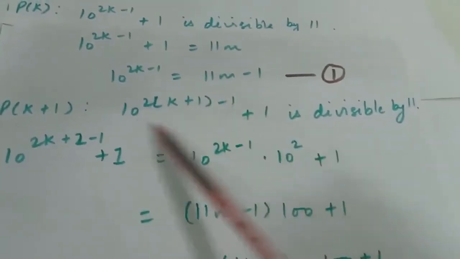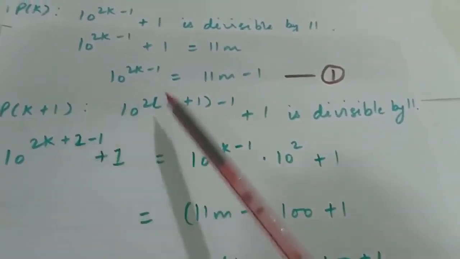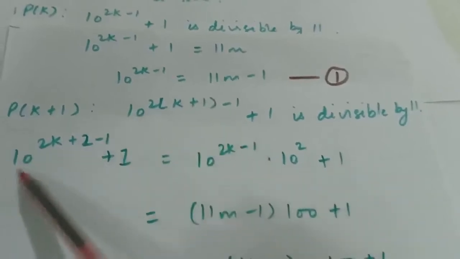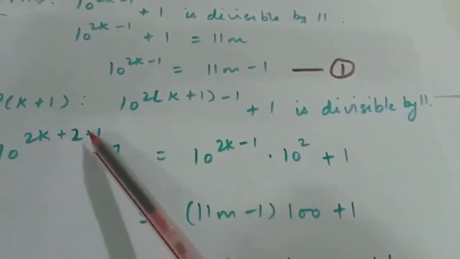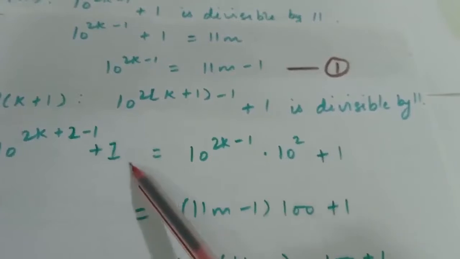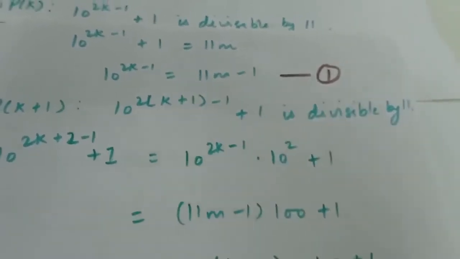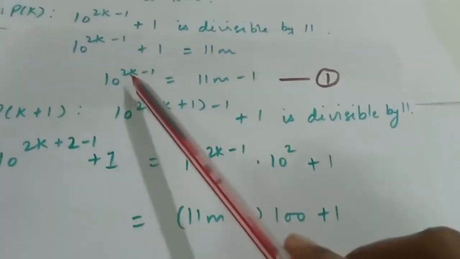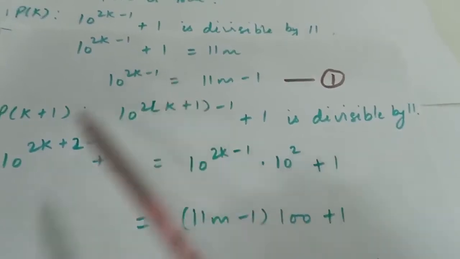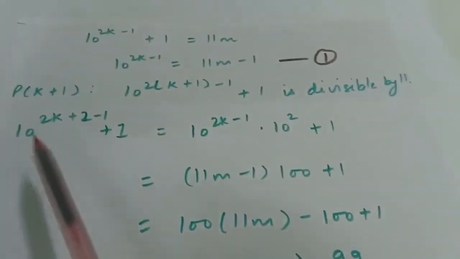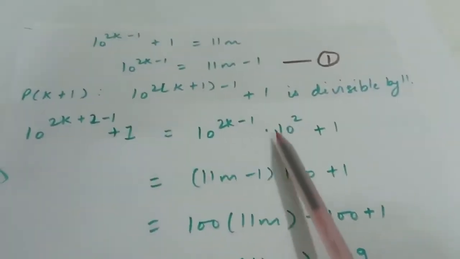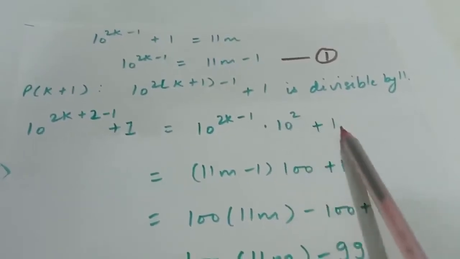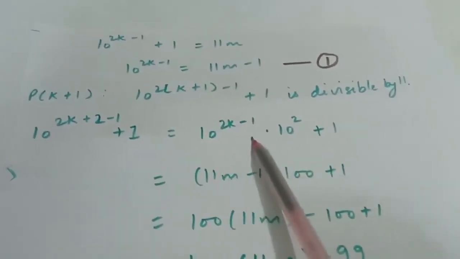Taking this term, 10 raised to the power, multiplying 2 with both the terms, 10 raised to the power 2k plus 2 minus 1 plus 1. Now as you know, we know the value of 10 raised to the power 2k minus 1. So writing it as 10 raised to the power 2k minus 1 into 10 square plus 1. Now using 1, we know the value of this.